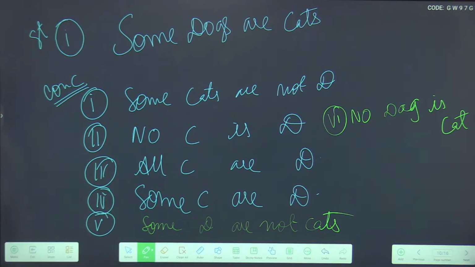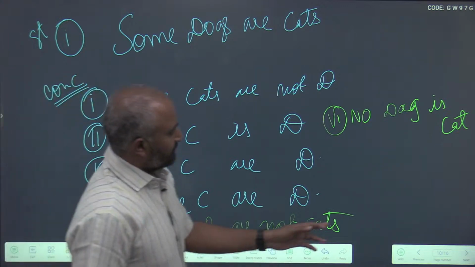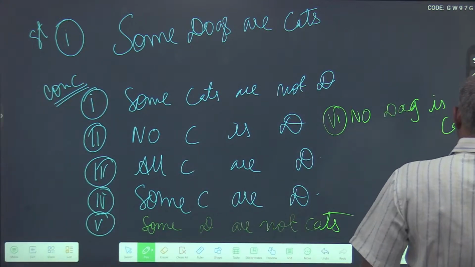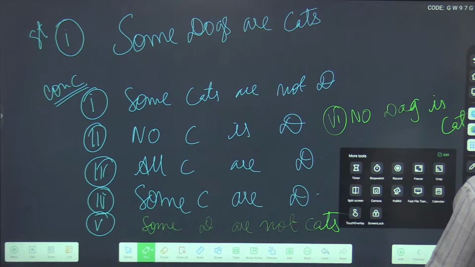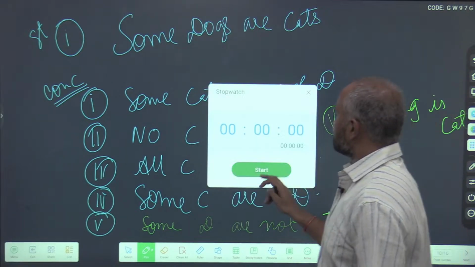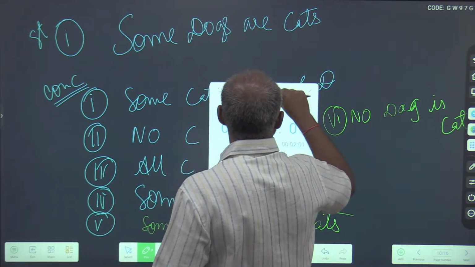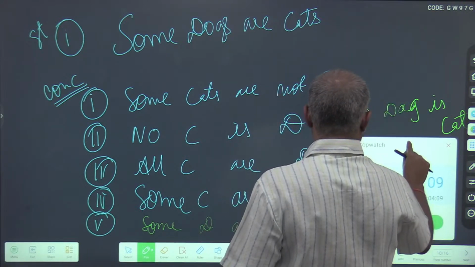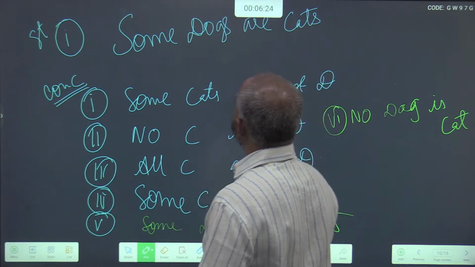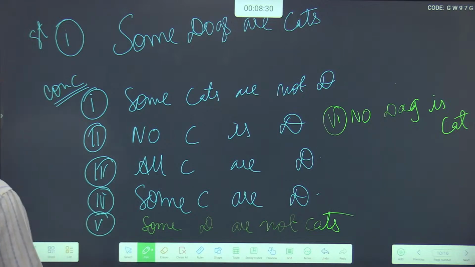Tell me which of the statements are true, which of the statements are false. 30 seconds. Go. Apply the rules we have learned till now.